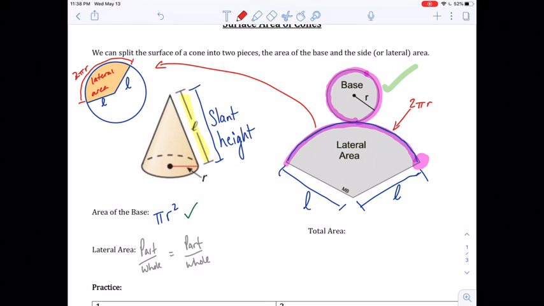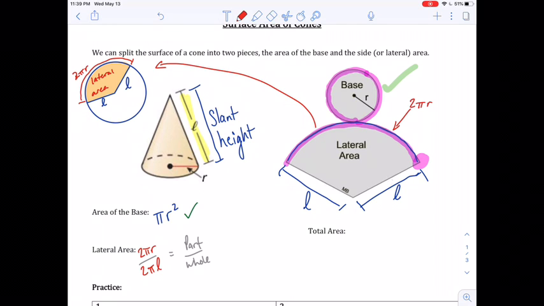Okay, so what do I know? All I know so far about this circle right here is that part of that circumference is 2 pi r. So let me put that in the part category, because I know part of the circle is 2 pi r. But what's the whole circumference? What would be one trip around this circle? Well, it would still be 2 times pi times the radius. So 2 times pi. But what's the radius of this circle? Well, that's the slant height. So instead of r, I'm going to put the slant height, L, in there.